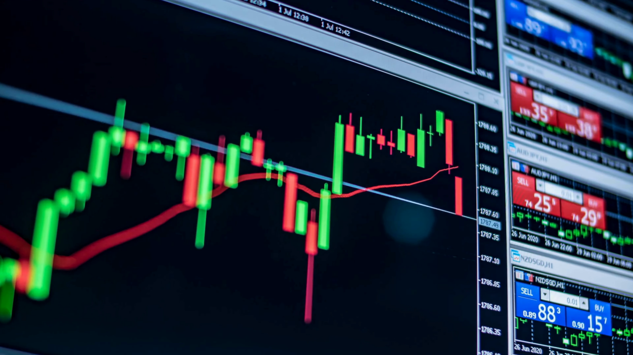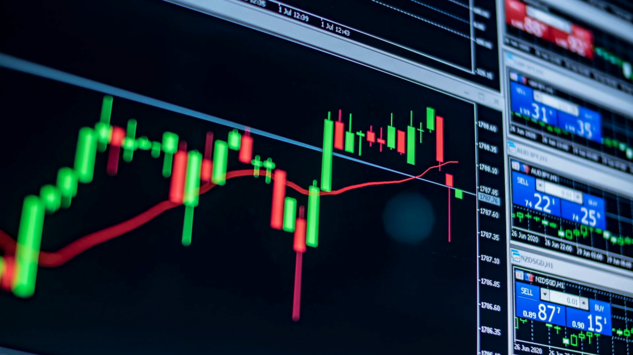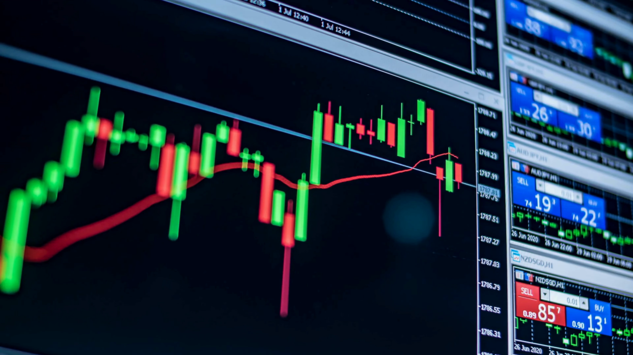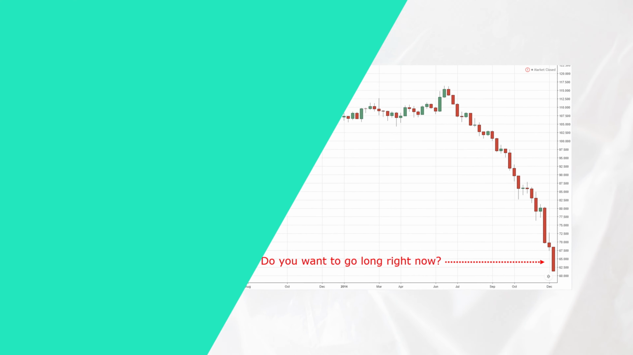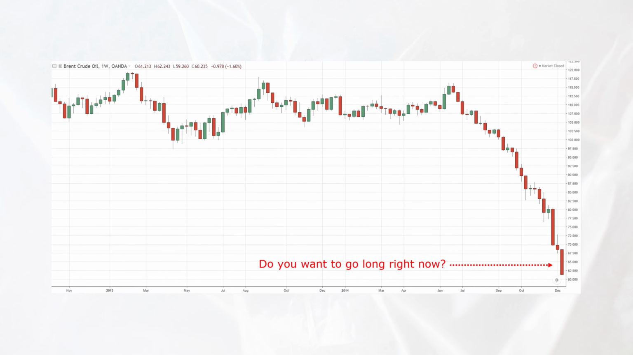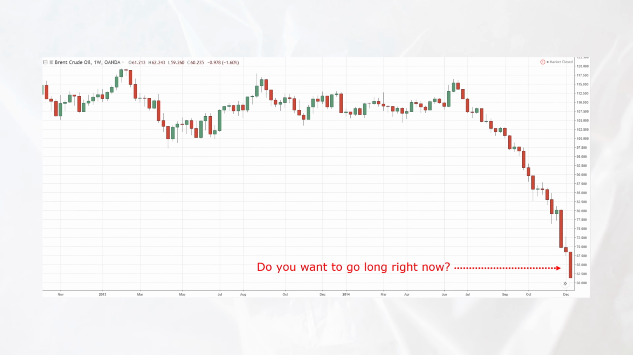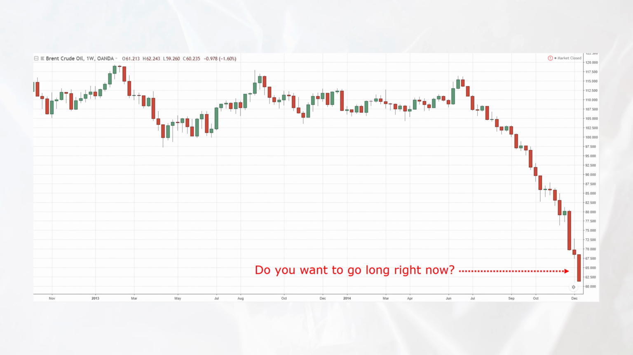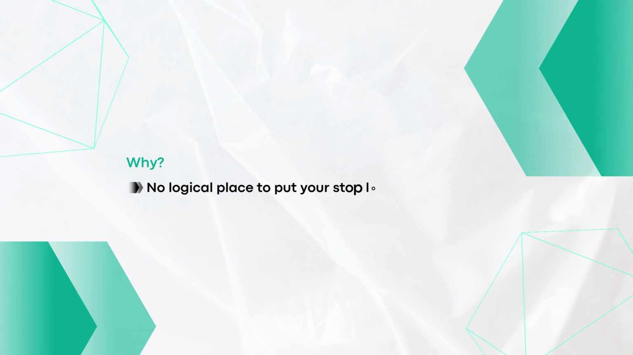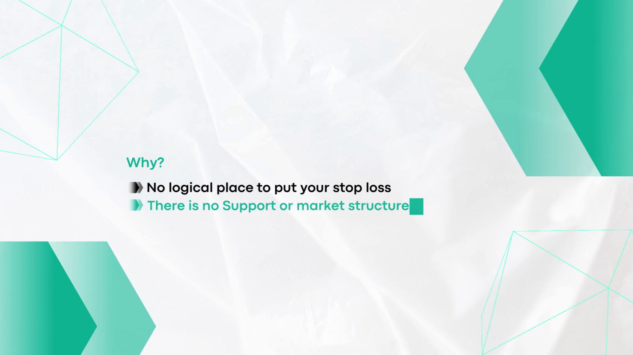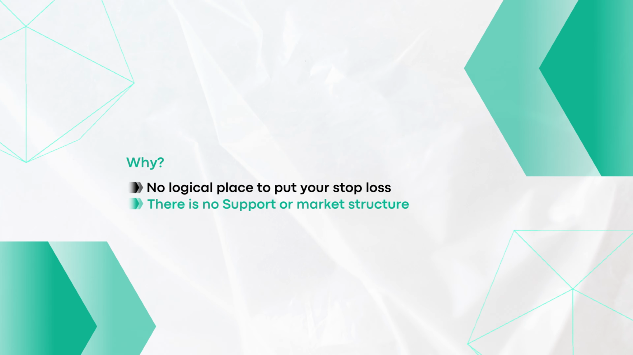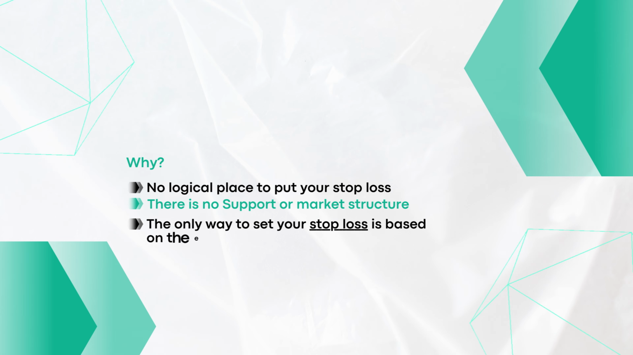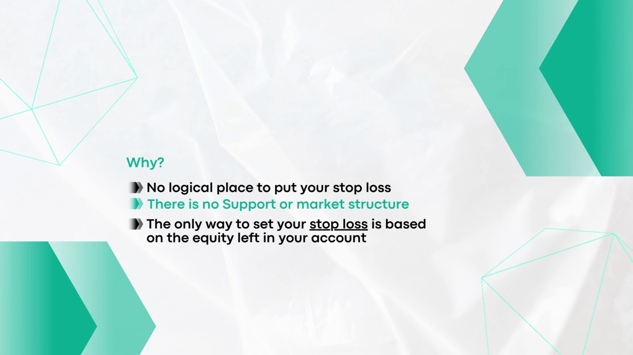For those of you who don't know what catching a falling knife is, it means trying to long the markets when it's plummeting like a rock. It looks something like this. If you ask me, there's absolutely no sense in trying to catch a falling knife. Why? Because there's no logical place to put your stop loss. There is no support or market structure you can refer to. And usually, the only way to set your stop loss is based on the equity left in your account. A surefire way to lose it.